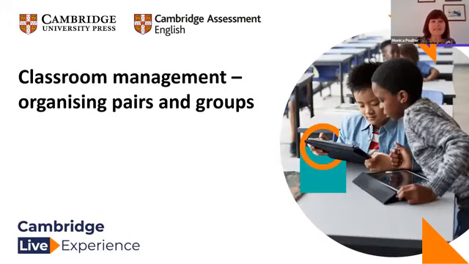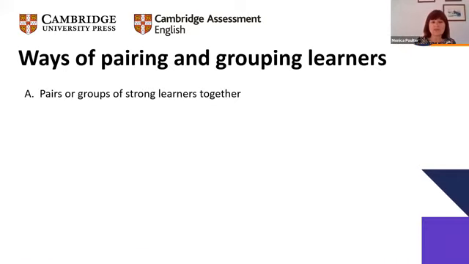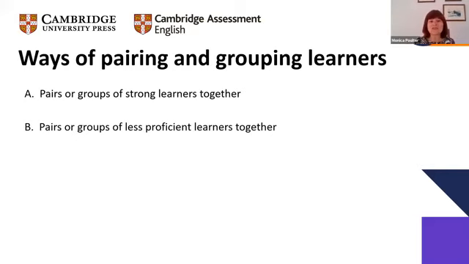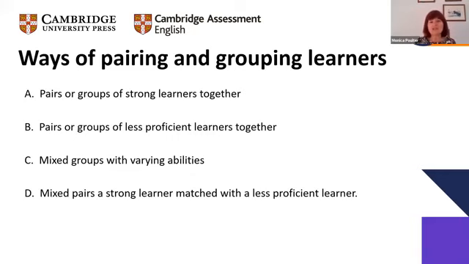We're going to look very quickly now at classroom management, organising pairs and groups. You can have pairs or groups of strong learners together, less proficient learners together. If you've got strong learners together, you can leave them to work alone. They will support each other. You can then focus on the less proficient learners. You can mix groups of varying abilities. That works well if people get on well together in the class. You can mix pairs with a strong learner matched with a less proficient learner. You can use think, pair and share activities if you have a large class. So think individually, go into a pair and then share your activity with the rest of the class.